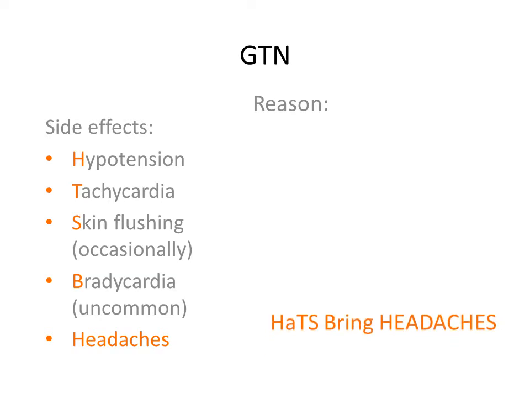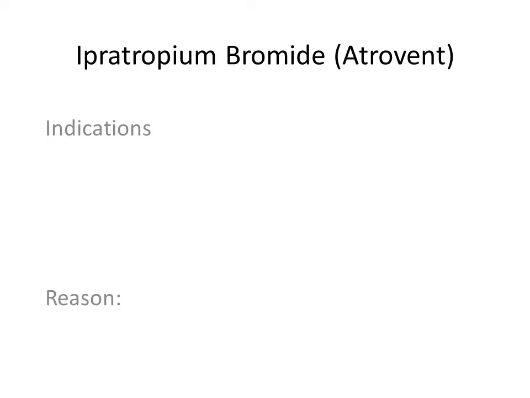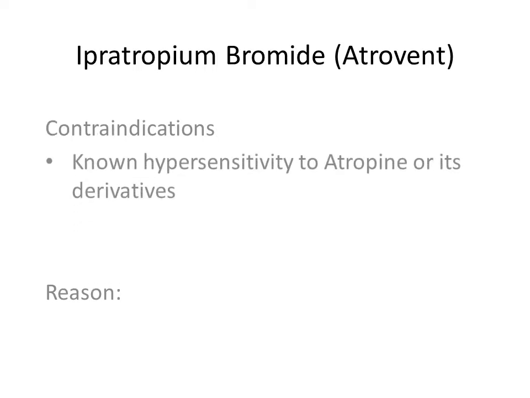Right, let's move on to ipratropium bromide, or Atrovent, which sounds a heck of a lot easier and better. So indications: severe asthma, nice and simple. Contraindications is known hypersensitivity to atropine or its derivatives. Now, atropine is a fairly safe drug, and it's used in conjunction with your salbutamol. And you usually give it to patients having wheezing as part of their asthma. And how it works is it blocks bronchoconstriction from happening.